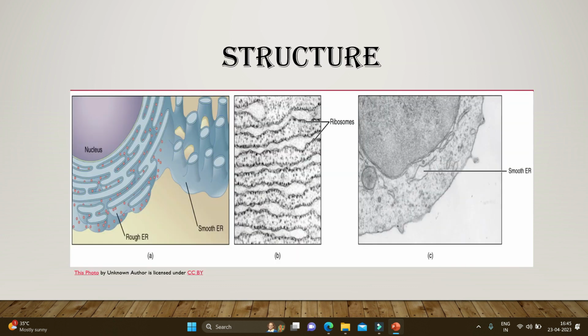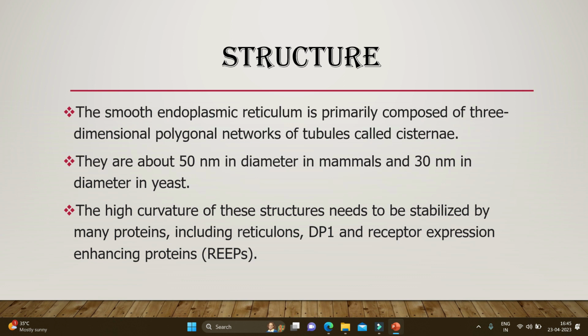Structure of smooth endoplasmic reticulum. This is the structure of the smooth endoplasmic reticulum. Here the ribosomes are absent. The smooth endoplasmic reticulum is primarily composed of a three-dimensional polygonal network of tubules. They are about 50 nanometers in diameter in mammals and 30 nanometers in diameter in yeast.